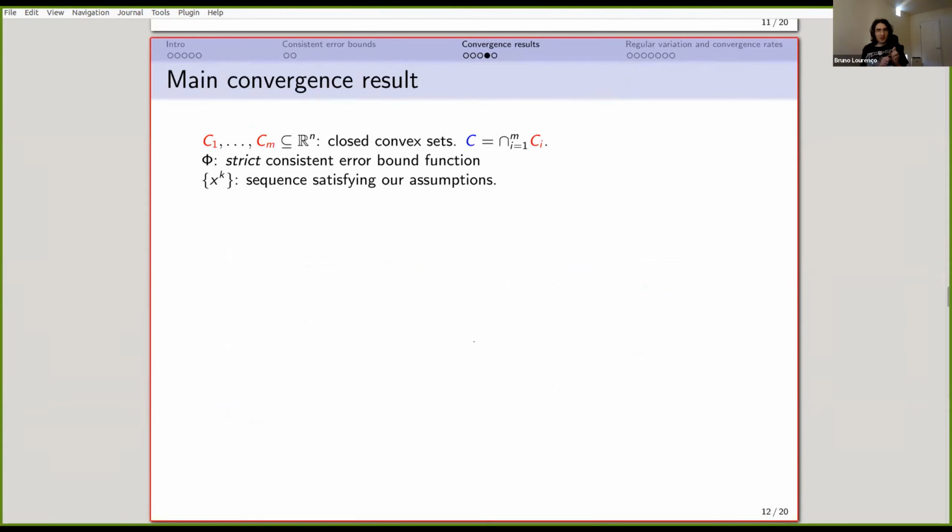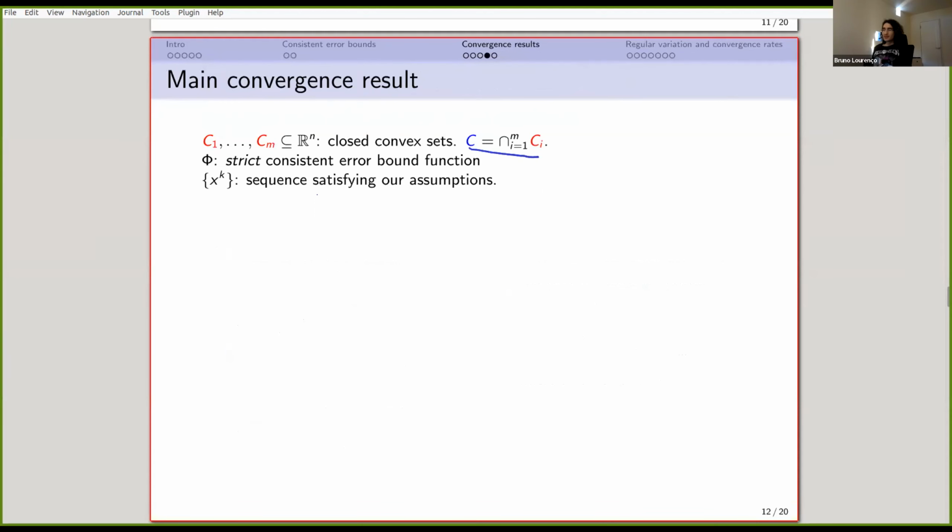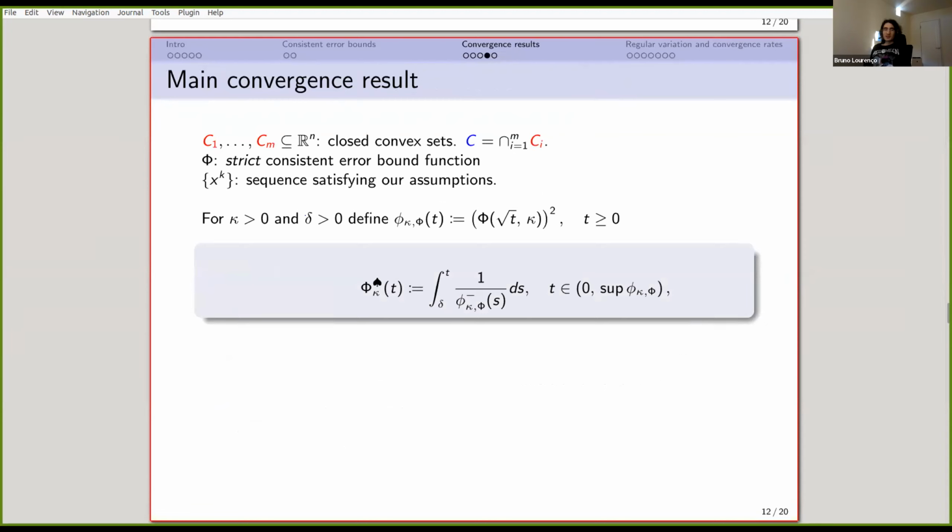Now I'm going to show the main convergence result. What happens is this. We have M closed convex sets, and C is their intersection. We have phi, a strict consistent error bound function, and we have a sequence that we assume satisfies these two assumptions. So we construct some auxiliary function. Take the square root inside, take the power inside. We construct some very complicated integral, and this is some special kind of generalized inverse.